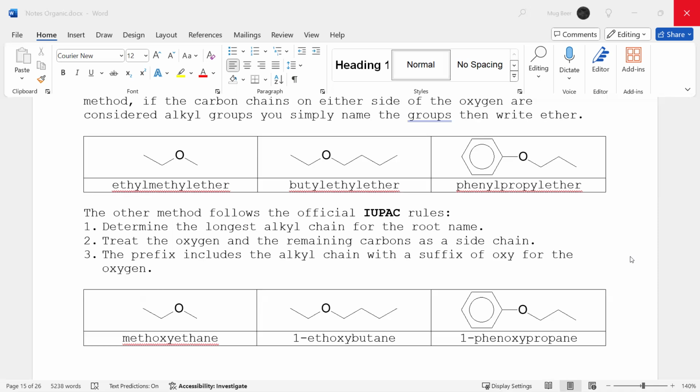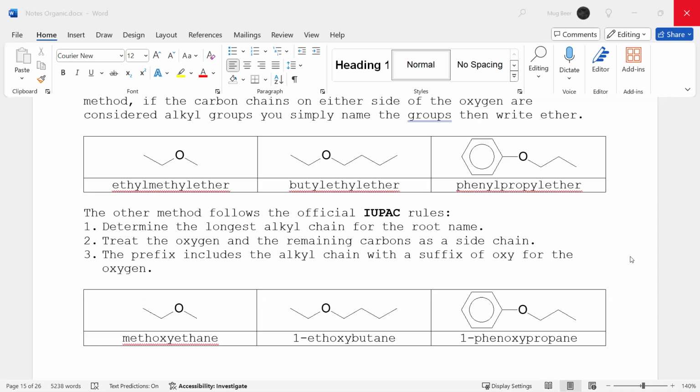And then it's connected to an oxygen, and then what's on the other side of the oxygen? It's a methyl group. So what you say is methoxyethane. So the methoxy is letting you know that there is an oxygen, and what's attached on the other side is 1 carbon because it's meth.